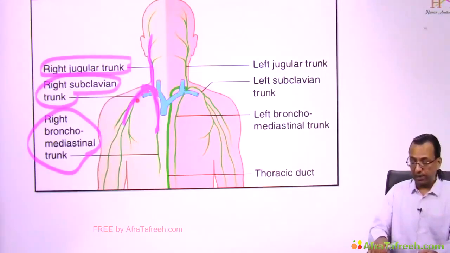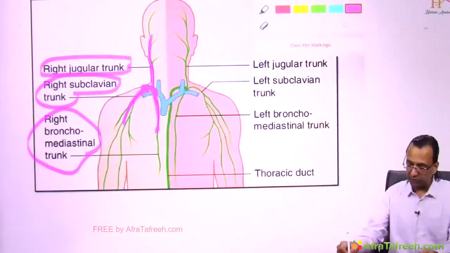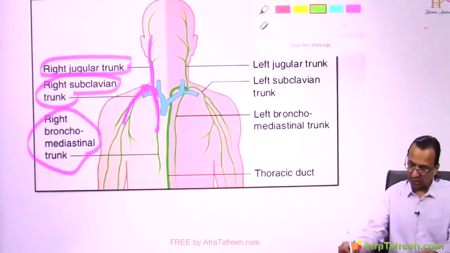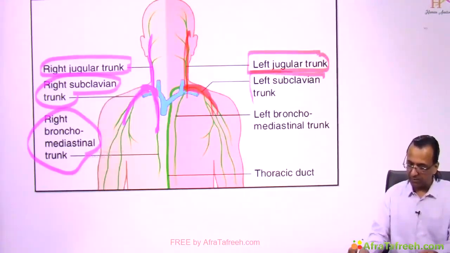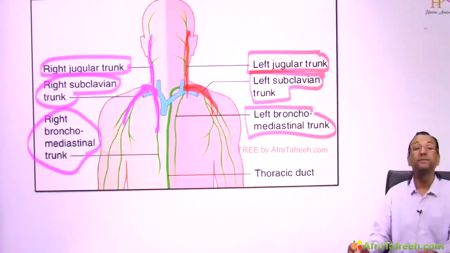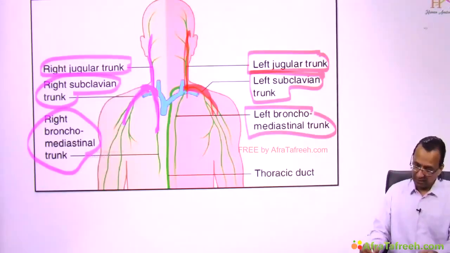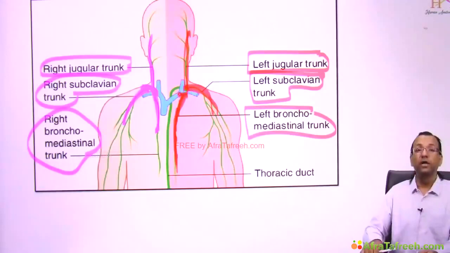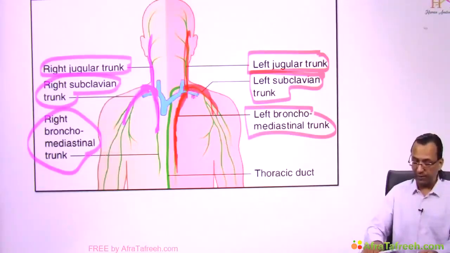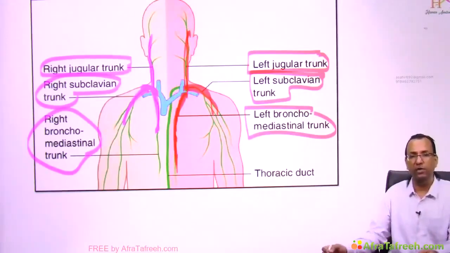Otherwise, if you are talking about the left side, the left-sided jugular trunk, the left-sided subclavian trunk or the left-sided bronchomediastinal trunk, they will be draining into the thoracic duct, and the thoracic duct will be draining into the left venous angle, which is the left jugulo-subclavian venous angle. So this is some information which we needed before we draw the diagram.